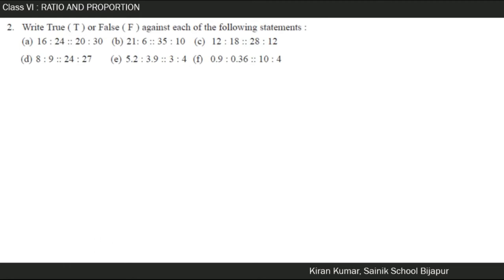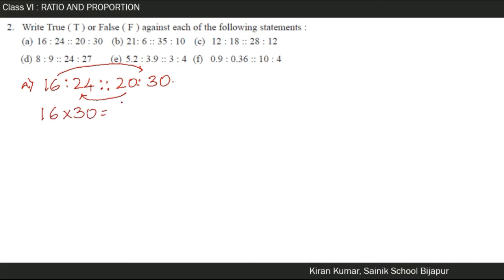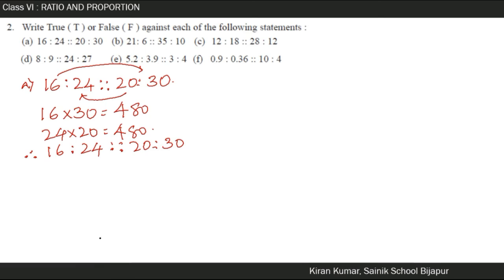Question number 2. Write true or false against each of the following statements. The first statement here is 16 is to 24 proportional to 20 is to 30. I'll multiply these two extremes and I'll multiply these two means. If they are equal, then the numbers are in proportion and the statement will become true. 16 into 30, we get 480. 24 into 20 also is 480. Therefore 16 is to 24 is proportional to 20 is to 30. This statement is a true statement.